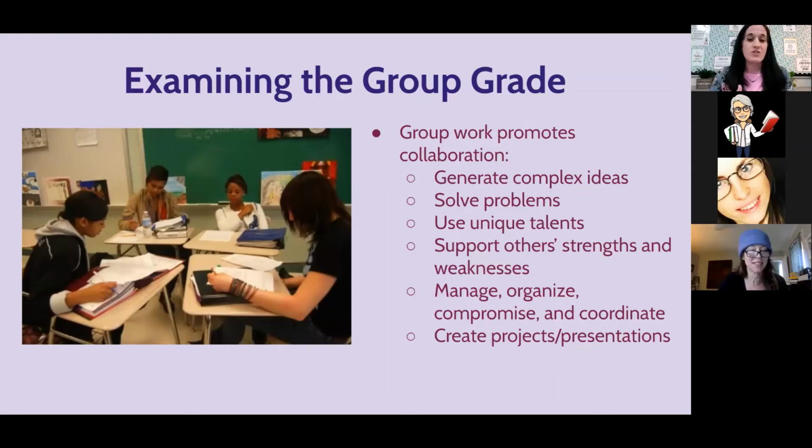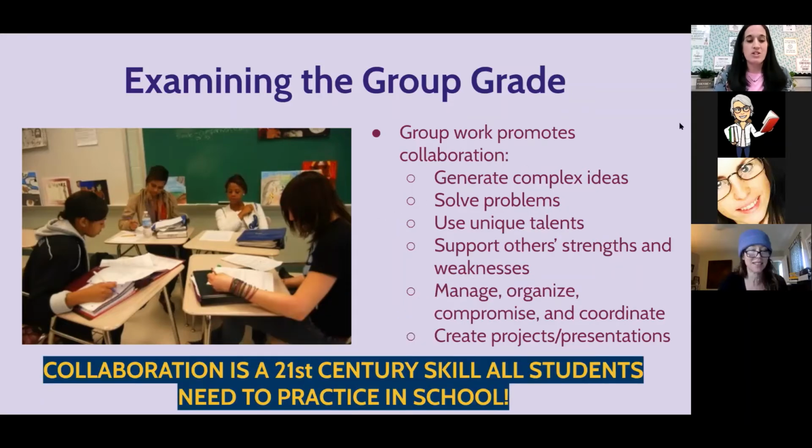They also learn the skills to manage, organize, compromise sometimes in their discussions, and coordinate scheduling if they have to plan to do more work in a study hall or outside of school. These are all important social skills that group work promotes. And then the end goal, perhaps most of the time, is to create some sort of project or do a presentation. And I think we can all safely agree that collaboration is a 21st century skill that all students need to practice in school.